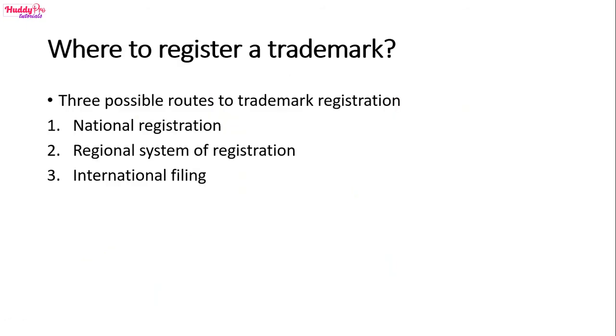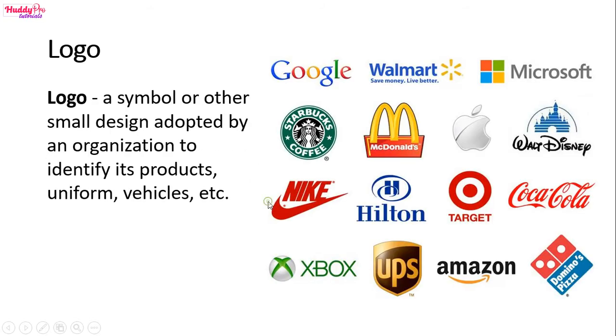If you want now to create a trademark for your company or your organization, where do you go to register it? So these are the three possible routes to trademark your registration. 1, the national registration. 2, regional system of registration. And 3, international filing. So this depends on what you want to achieve and the laws governing registrations in your country or state.